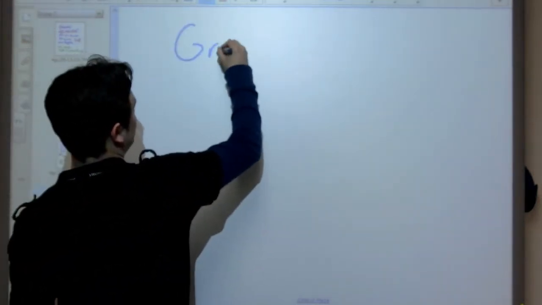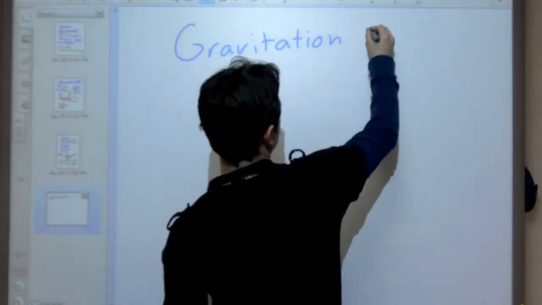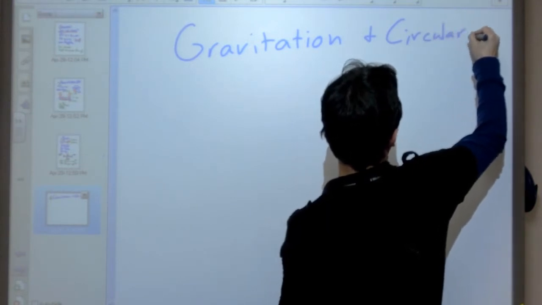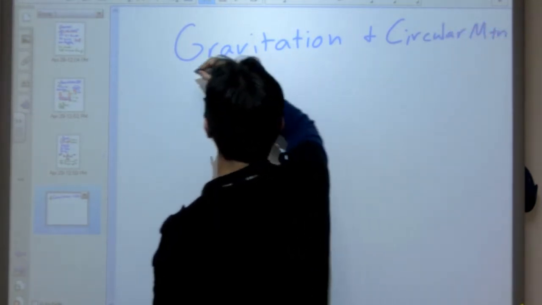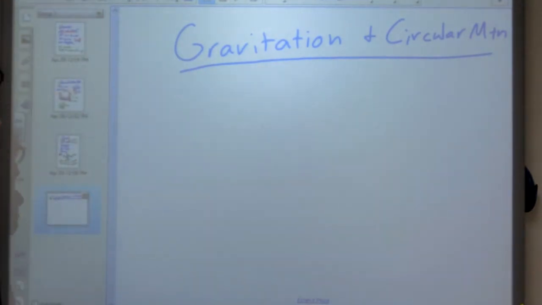Next section. In our class, we combined these two together, gravitation and circular motion. The one that most people don't like. And I told you at the time, you weren't going to like it. When things start moving in circles or spinning, that's where physics gets a lot tougher.